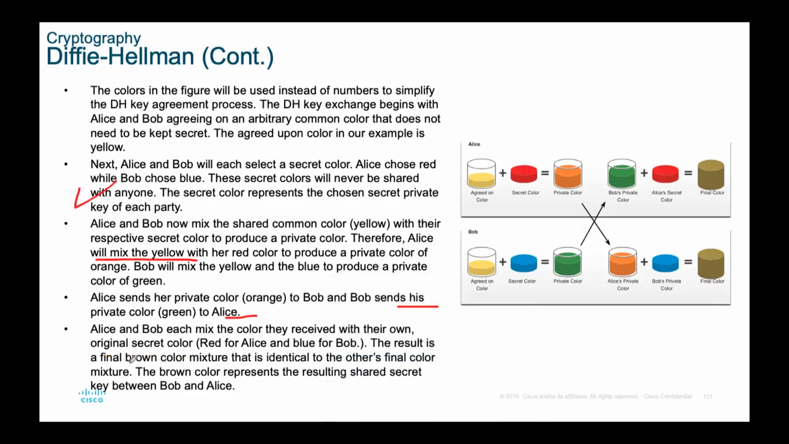The result is a final brown color mixture that is identical to the other final color mixture. The brown color represents the resulting shared secret key between Bob and Alice.